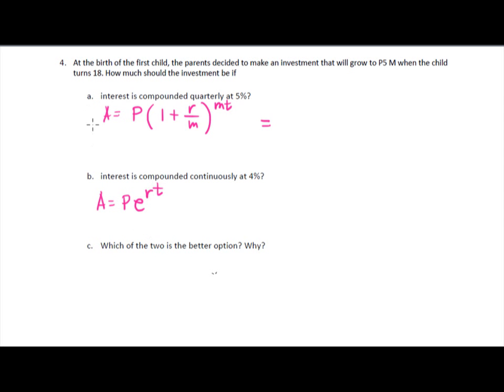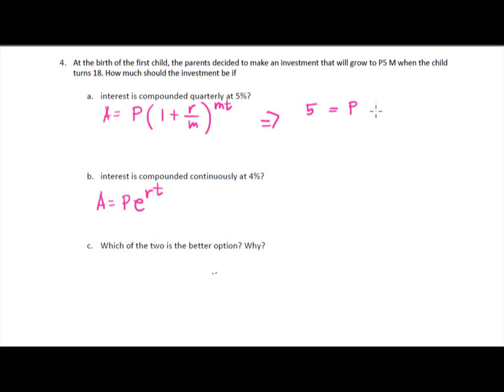Okay, so let's start with the first one. So A is equal to P times 1 plus r over n raised to mt. So again, we know that the amount after 18 years will be 5 million. So we want to find this investment. Take note, we are looking for the investment. How much should we invest for us to have 5 million after 18 years? So this is the one missing. Unlike in type 1 questions, you are normally asked for the amount. So after some time, how much is the amount? So in the type 2, you are doing the reverse. You're looking for the amount of investment.